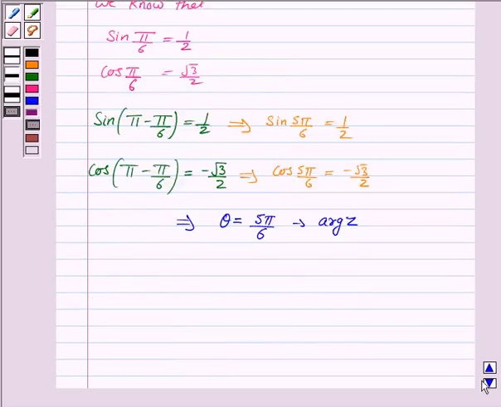Hence, the modulus is 2 and the argument of z is equal to 5 pi by 6. And this completes the question.